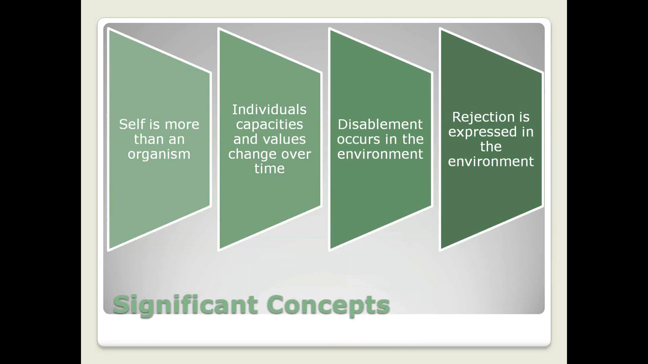So taking away from those models, I think there are four significant concepts. One is that when we're working with people, we're working with selves, and they're more than organisms. The second significant concept is that individuals' capacities and values are going to change over time. That shouldn't be surprising to us: somebody who was perfectly willing to give up their home when they were 45 to take an exciting new job someplace might suddenly become very stubborn about moving out of their room 40 years later, because even while they may have become more fragile, they have also had a change in their values.